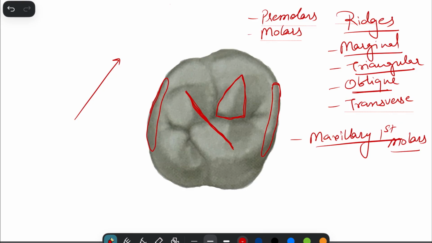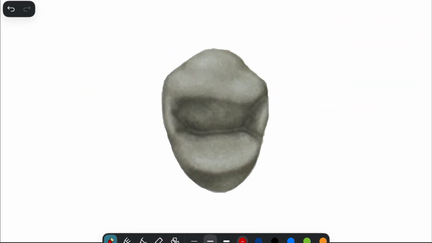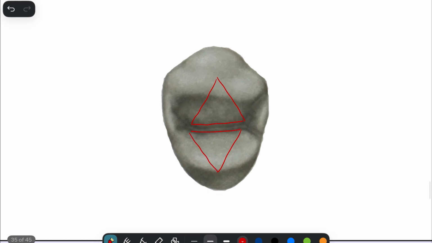Okay, then we have transverse ridge. So transverse ridge is most commonly seen in premolars, and when two triangular ridges join across the occlusal surface, they form the transverse ridge. Okay, so this is what transverse ridge is. Now we are done with the ridges. Now we can move on to the fossas.